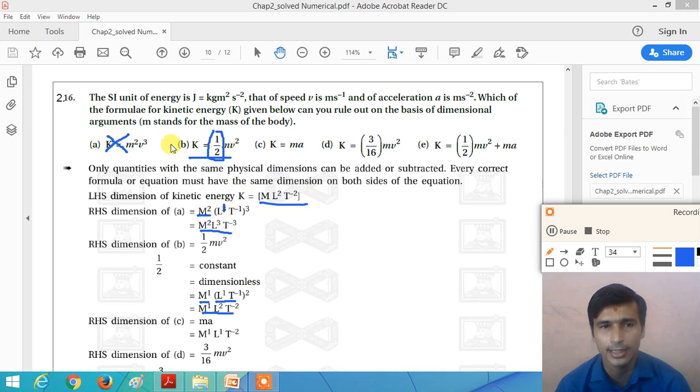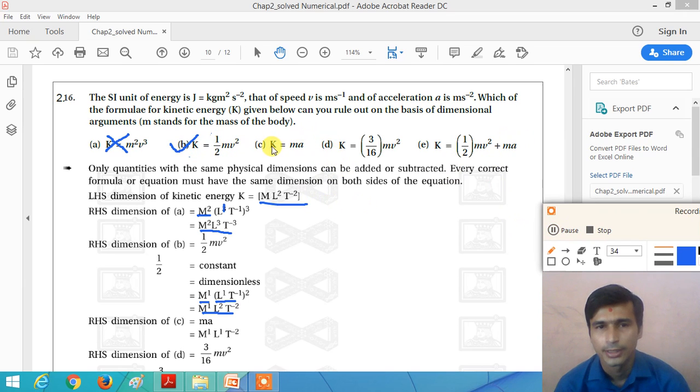So the second equation is the correct representation of the kinetic energy, because the dimensional formula of the right hand side is equal to the dimensional formula of the kinetic energy. So the second equation correctly represents the kinetic energy of the body.